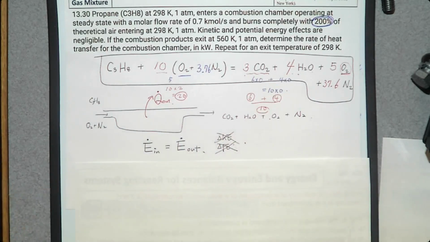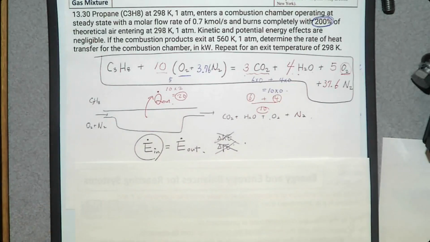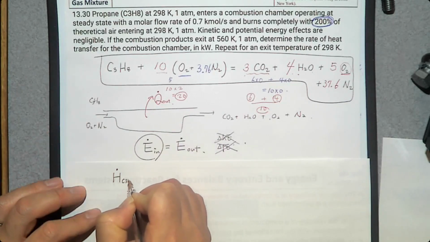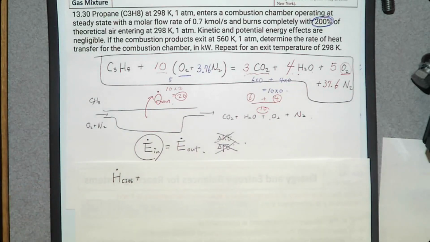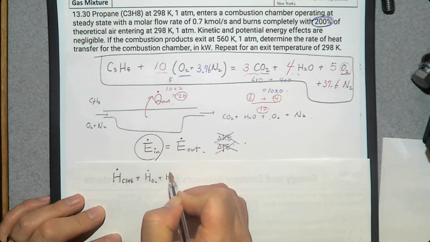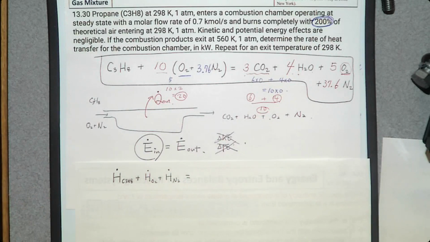Then how much energy transfer rate do we have going into this combustion chamber? We have propane, oxygen, and nitrogen. Then how do you determine the energy of propane, oxygen, and nitrogen? Since they are entering the chamber, we can use enthalpy. So this is the rate of energy transfer in first. The rate of enthalpy, H dot of propane, C3H8, plus the rate of enthalpy of oxygen, H dot of oxygen, plus the rate of enthalpy, H dot of nitrogen, is the same as the rate of energy leaving this combustion chamber.